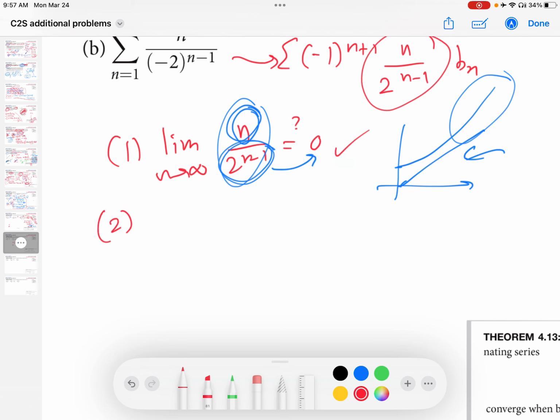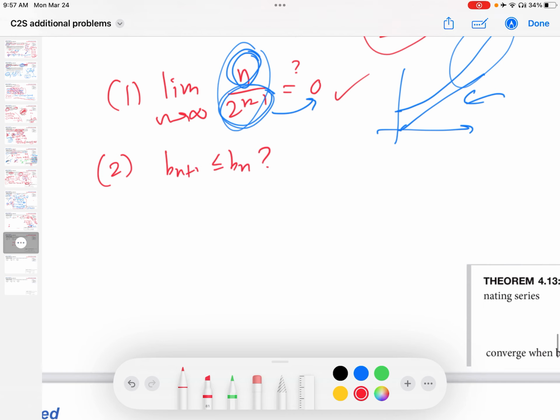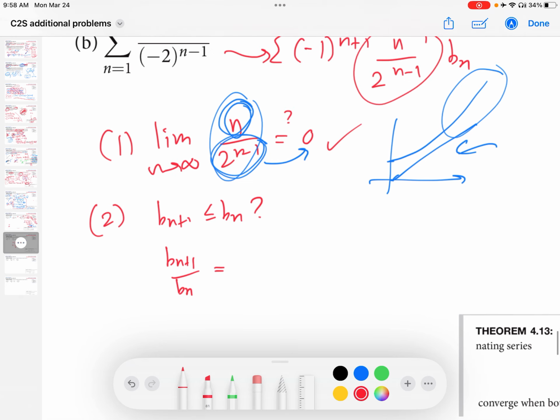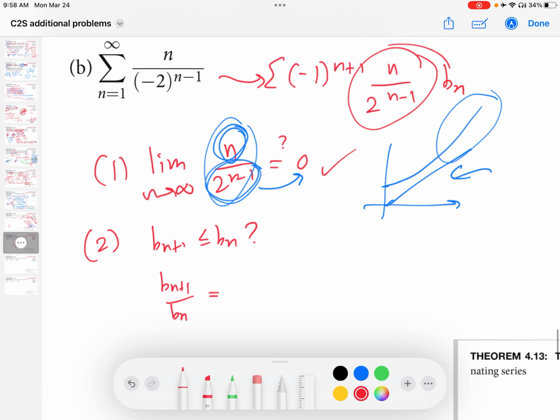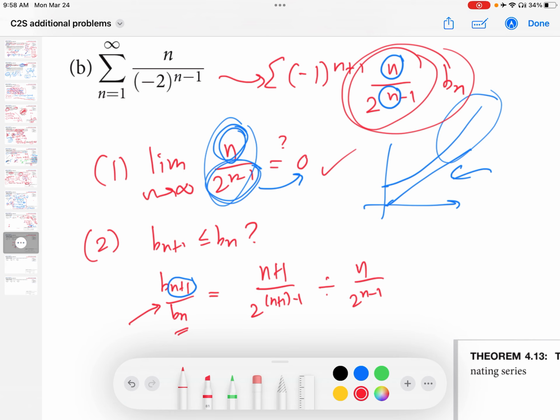Number 2, what if I then go off and try to verify my condition? Is this true? Here, let's try the ratio rule, right? Just to see how that might go. So here, I'm going to look at my b sub n up here. I need to write down b sub n plus 1. So everywhere I see an n, here and here, I'm going to put n plus 1. So n plus 1 over 2 to the n plus 1 minus 1. And then I'm dividing by b sub n. b sub n is n over 2 to the n minus 1.